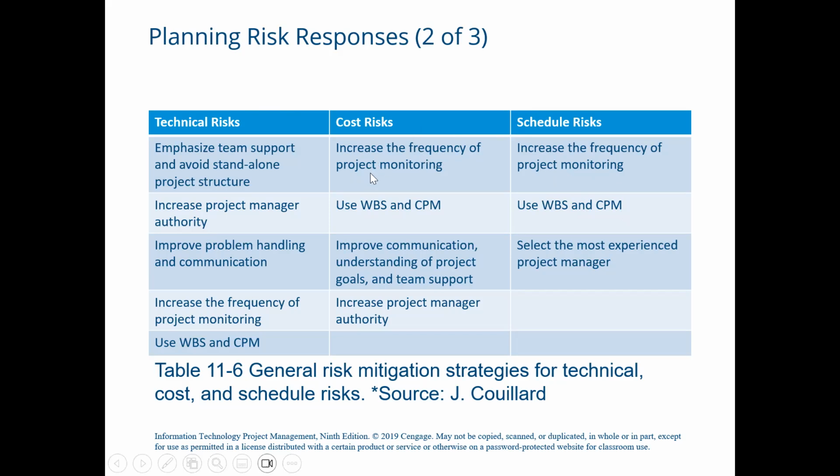Similarly, increasing the project manager's authority is a very good strategy for mitigating the technical and cost risks, and selecting the most experienced project manager is recommended for reducing the schedule risk. Also, improving communication is an effective strategy for mitigating risk, like improving problem handling, communication, and understanding. So it's also considered an effective strategy for mitigating project risks.